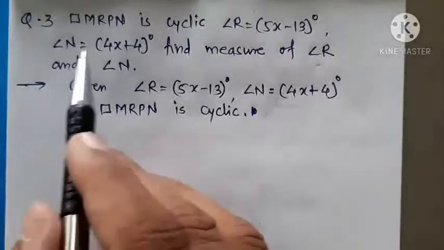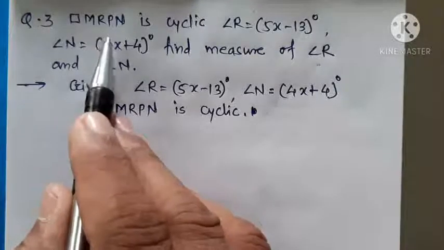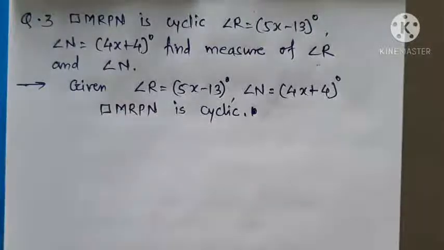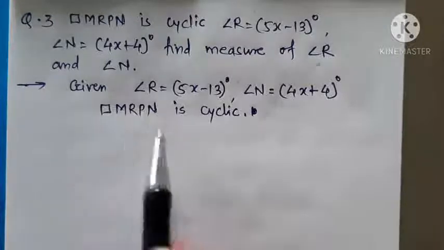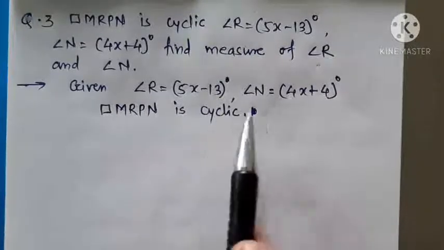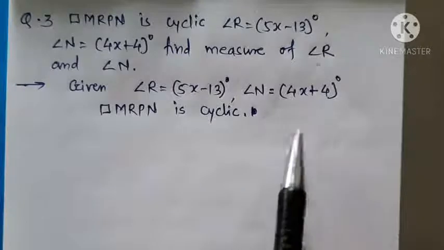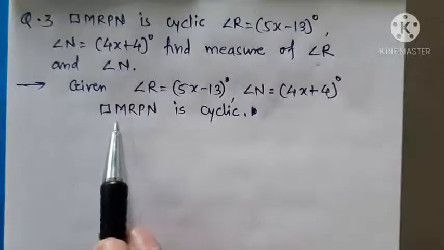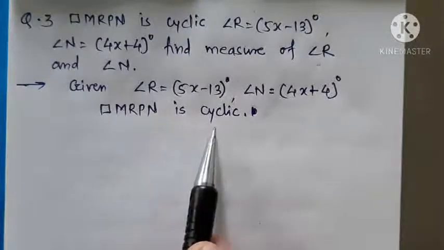Now, question number 3. Quadrilateral MRPN is cyclic. Measure of angle R is equal to 5x minus 13 degrees. Angle N is equal to 4x plus 4 degrees. Find the measure of angle R and angle N. Here given that angle R is equal to 5x minus 13 degrees, angle N is equal to 4x plus 4 degrees. Again given that quadrilateral MRPN is cyclic.